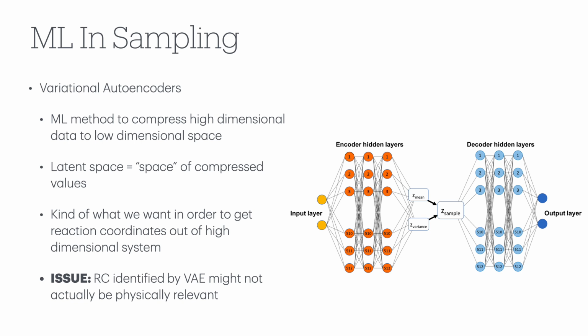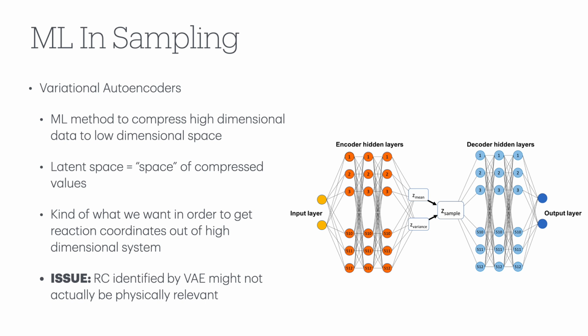And simultaneously, we're training this decoder, right, which takes our z and tries to map it right back to the same input. So the idea is that the z hopefully encapsulates the input very well while compressing it down to a smaller dimension. So this is what we want, right? In order to get reaction coordinates out of a high dimensional system, we're trying to take a large dimensional problem and reduce it down to maybe a 1 or 2 or whatever, very small dimensional problem.